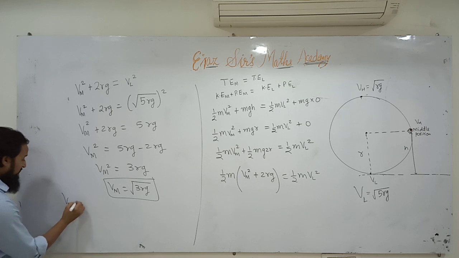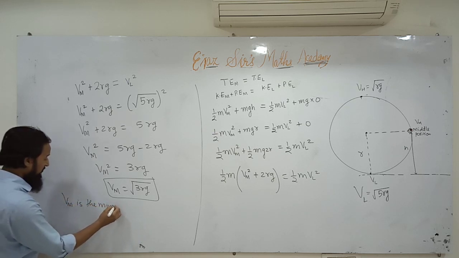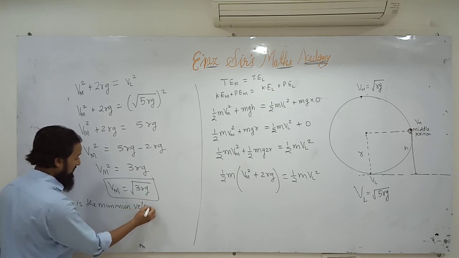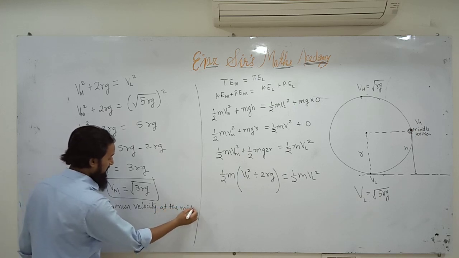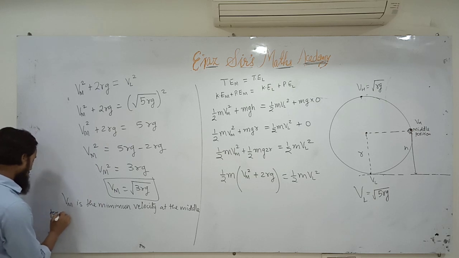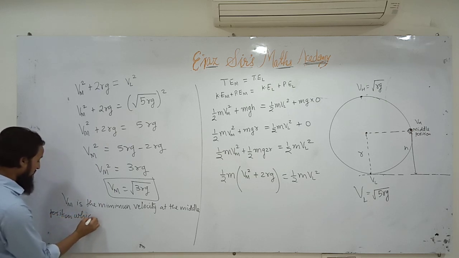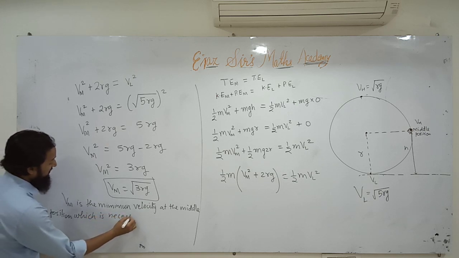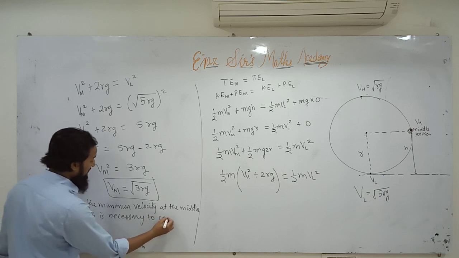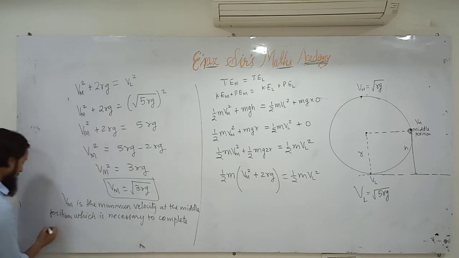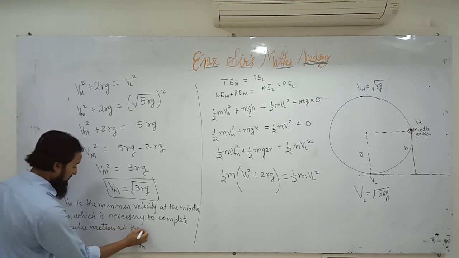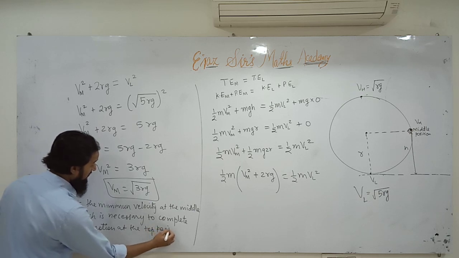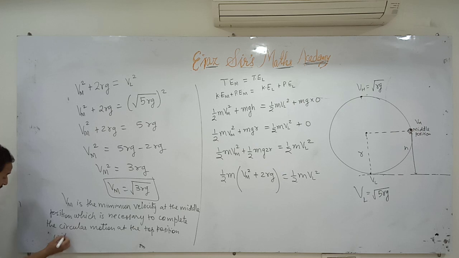What is Vm? Vm is the minimum velocity at the middle position, which is necessary to complete the circular motion at the top position without falling back.